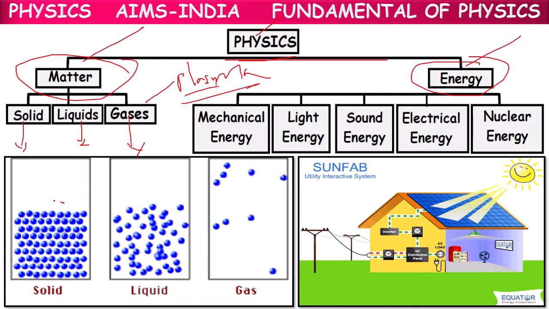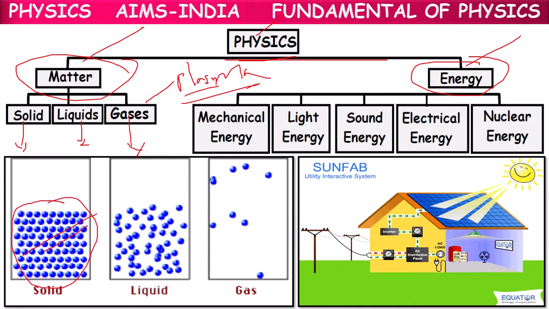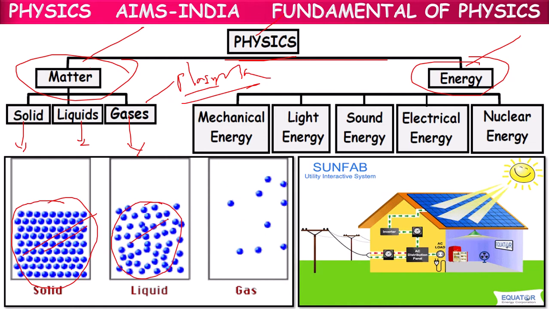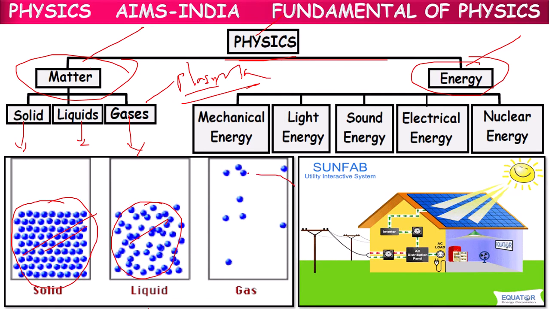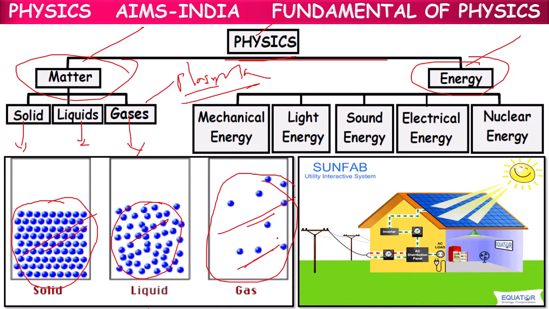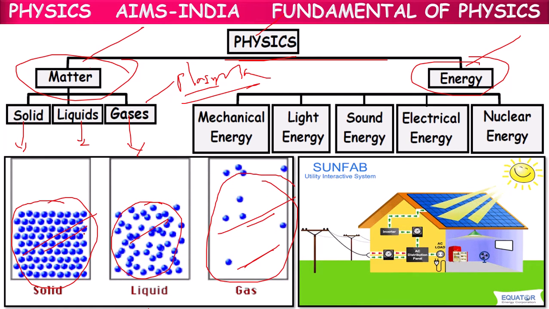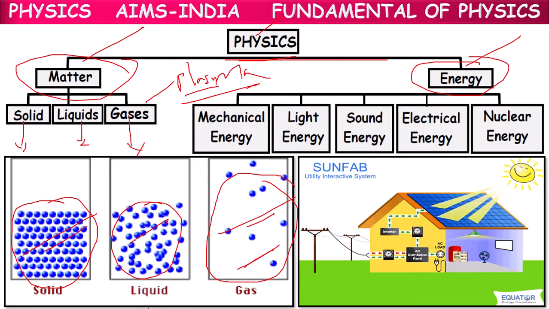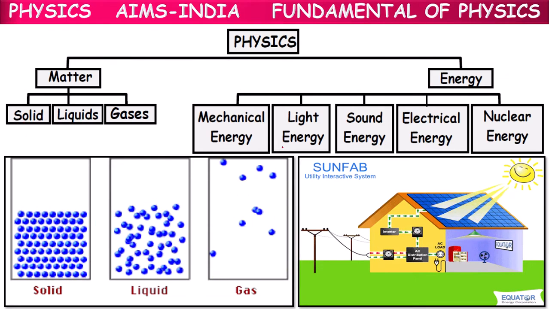Solid means the molecules are closely packed. In a liquid, the molecules are somewhat loosely packed. If the molecules are very loosely packed, then it is a gas. So the molecular composition is different in the three forms. Like that, we have three kinds of matter.